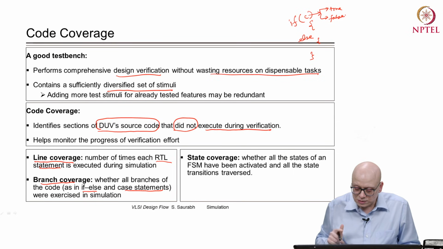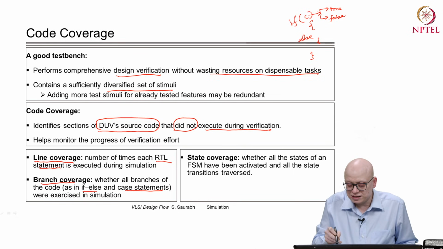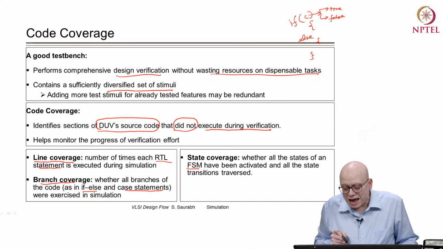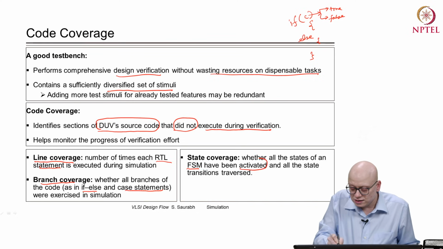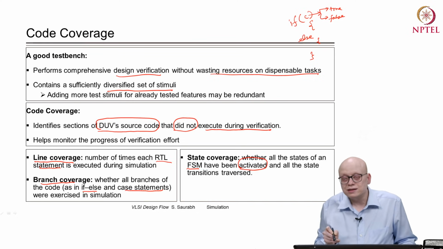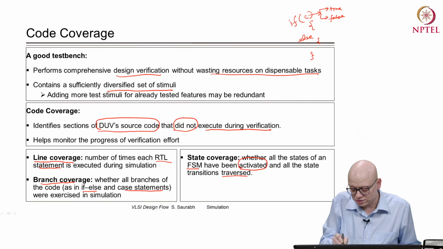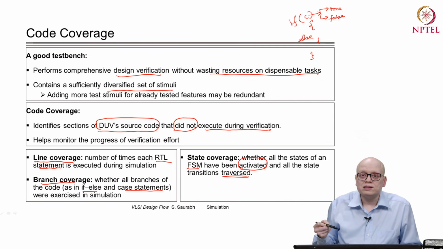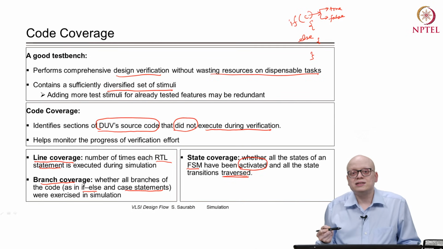There is another measure which is the state coverage. It measures whether all the states of an FSM have been activated and all the state transitions have been traversed, right. So, we can use state coverage measures for measuring whether we are comprehensively testing the FSM in our RTL code or not.